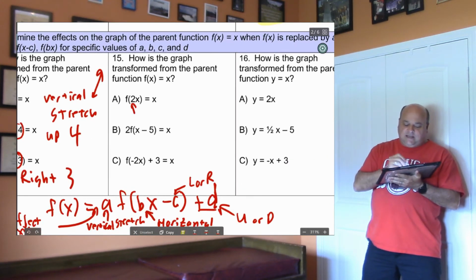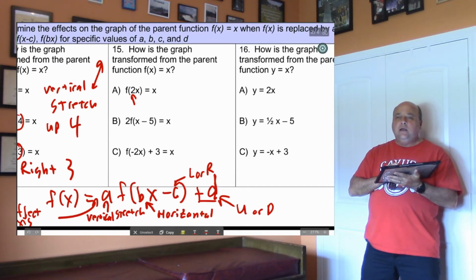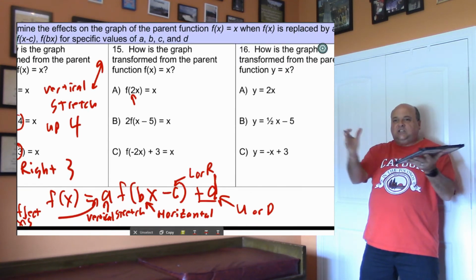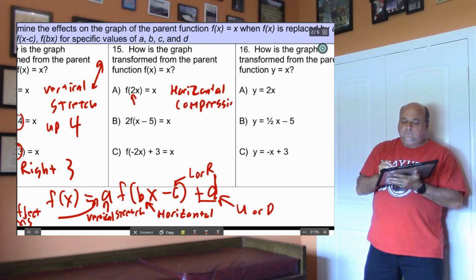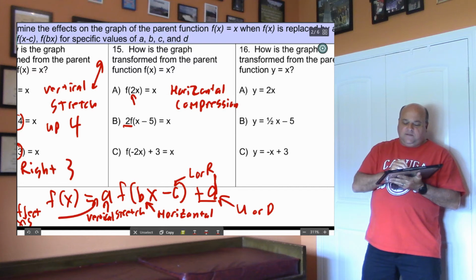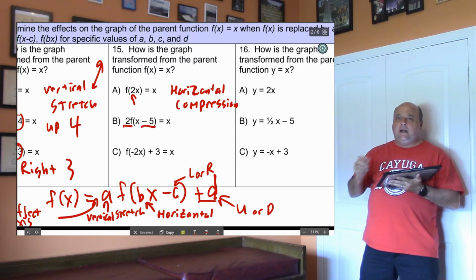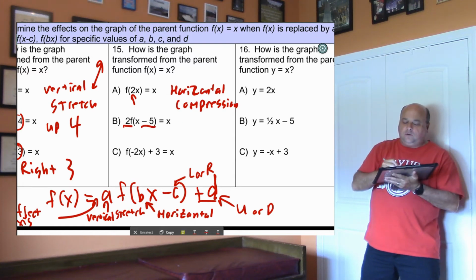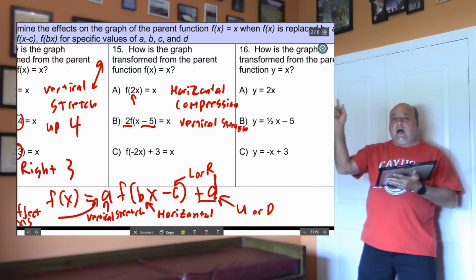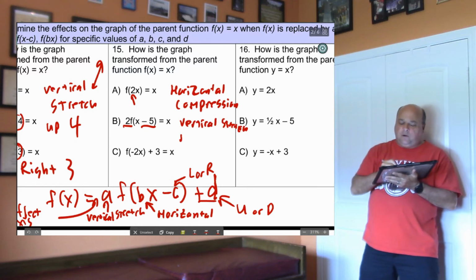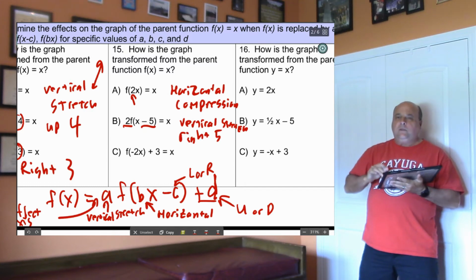The 2 is inside the parentheses, which means it's a B. So it's going to be horizontally smashed to make steeper. So a horizontal compression. Okay, the 2 is in the A spot and the 5 is in the C spot. So a 2 is going to be a vertical stretch. And the 5, the opposite of negative 5 is positive 5. It'll be right 5. Okay?